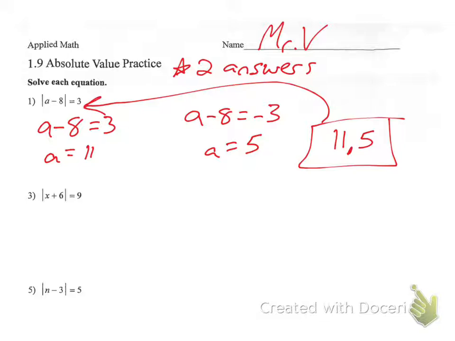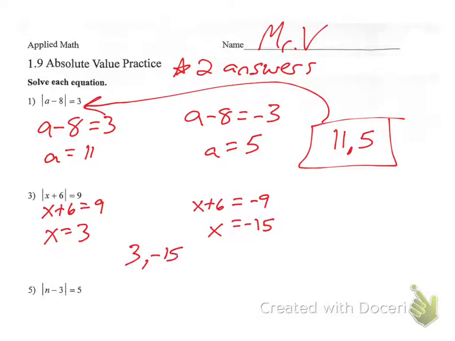So for the second one, all we're going to do is x plus 6 equals 9. And then my second equation is just x plus 6, and I'm going to set that equal to a negative 9. So then I'll just minus 6 for the first one here. Now x is going to be equal to 3. And then over here, minus 6, x is going to be equal to negative 15. So my final answers are going to be 3 and negative 15.